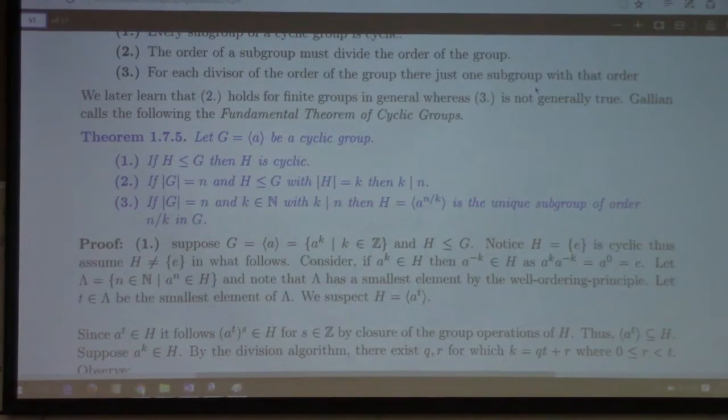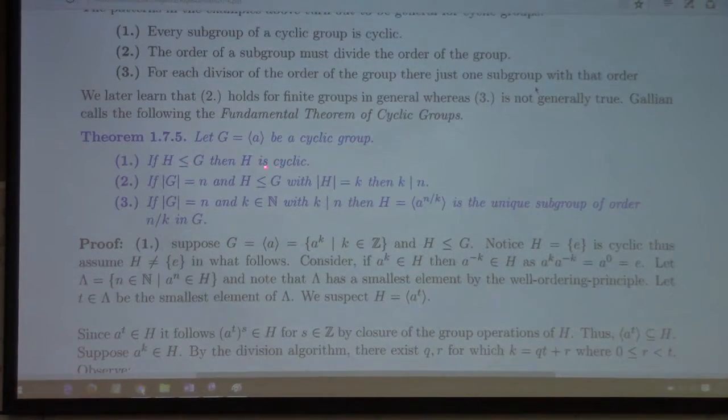So this is the fundamental theorem of cyclic groups, just what I said. If H is a subgroup of G, H is cyclic. If the order of G is n and H is a subgroup of G, and the order of H is equal to k, then k has to divide n. And finally, for a given divisor of the order of the group, there is just one subgroup of that order, and it is generated simply by a to the n over k. It really is that simple. So cyclic subgroups are really, really nice.